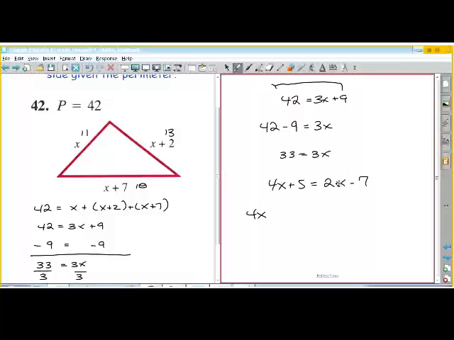So what I would do is I'd say, okay, I'm going to move all the x stuff to the left side. So when I move 2x to the left side, it becomes negative 2x. On the right-hand side, I have negative 7, and when I move 5 to the other side, it becomes negative 5. So then I can combine these two. 4 minus 2 is 2, and negative 7 minus 5 is negative 12. And then I can divide both sides by 2, and I'll get negative 6.